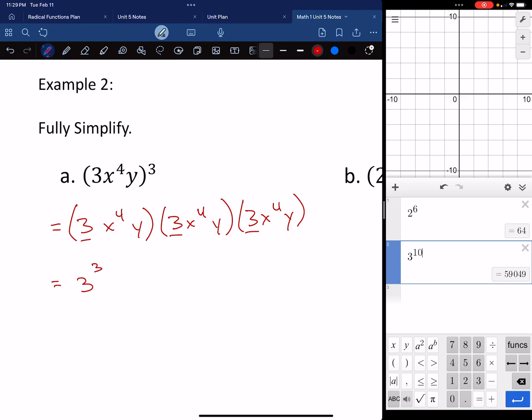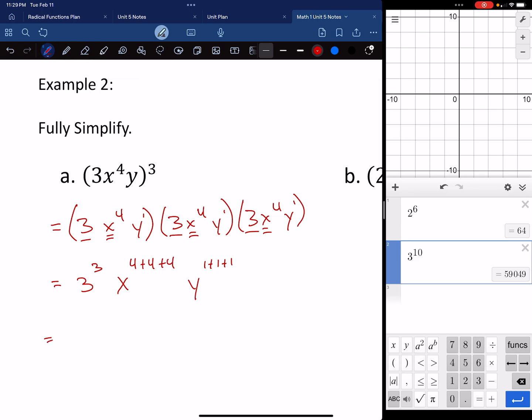And then we already have a power rule for when we have the same base but different powers. So when we have x to the 4th power, I have 1, 2, 3 of those. So I'm going to add all these powers. We'd have x to the 4th plus 4 plus 4. And then remember, when there is no power, there is a 1. So we have 1, 2, 3 y's. So we have 1 plus 1 plus 1.